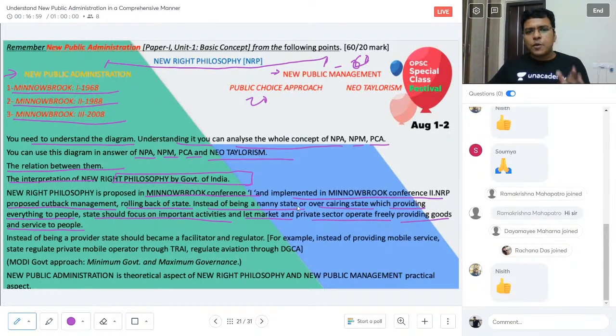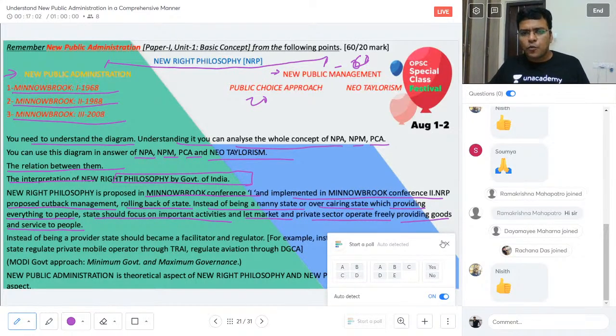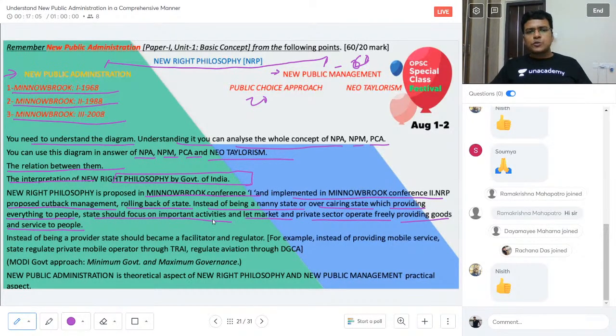So instead of being a nanny state or over-caring state which provides every good and service to people, the state should focus on more important activity. Instead of selling milk, bread, butter to you, the state should focus on more important activity like defense, external affairs, how to provide primary education, how to provide the best healthcare. This should be focused on by the state instead of selling goods to people. And let the private sector operate freely. Let the private sector come. Not only BSNL should be there, but also Voda, Jio, Airtel.